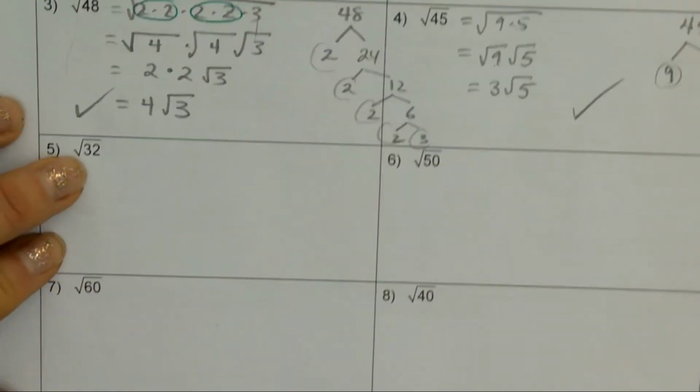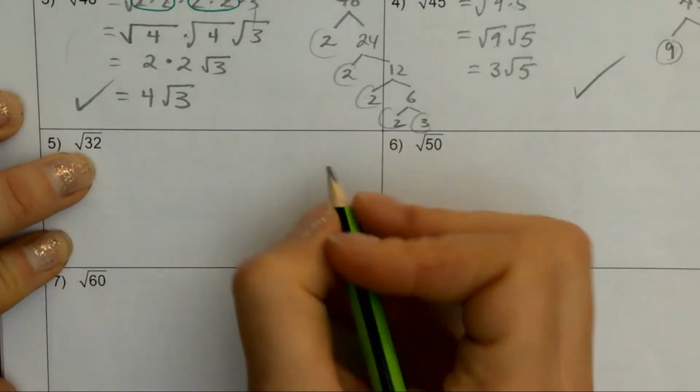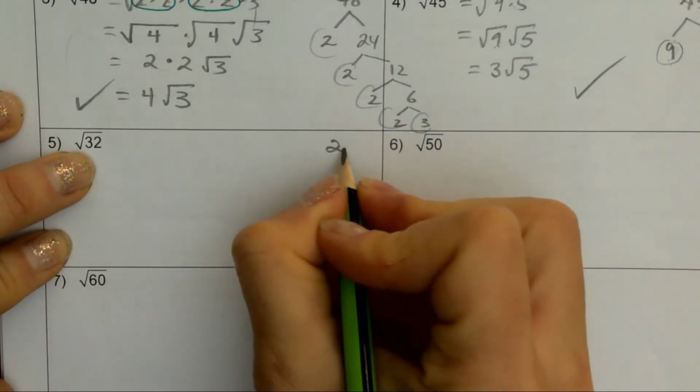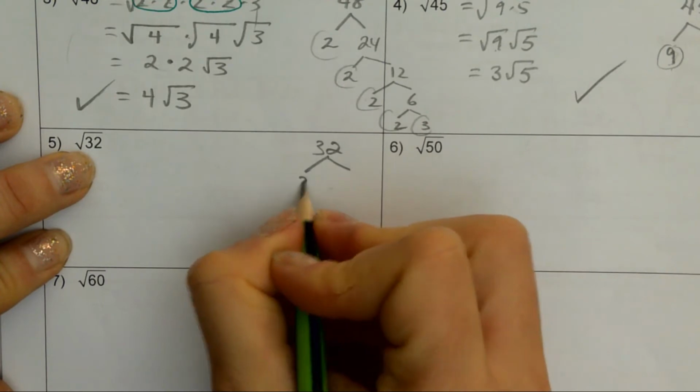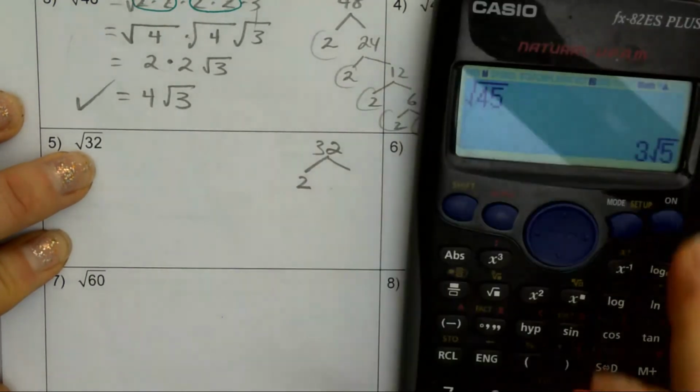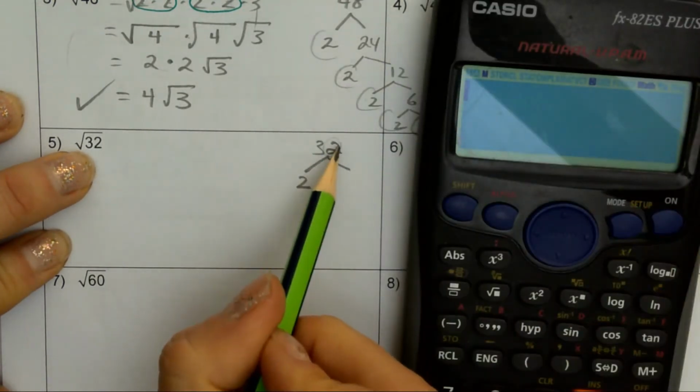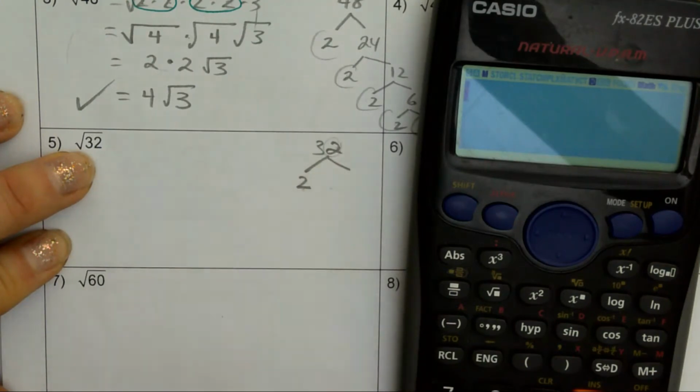Root 32. Square, I don't know. So let's go, 32 is even, so it's divisible by 2. 2, 4, 6, 8. We know it's divided by 2. 32 divided by 2 is 16.